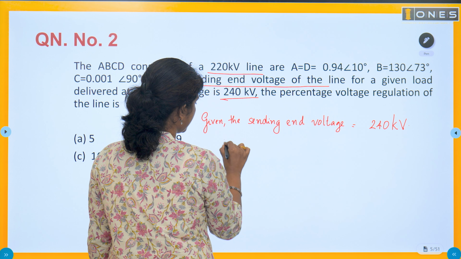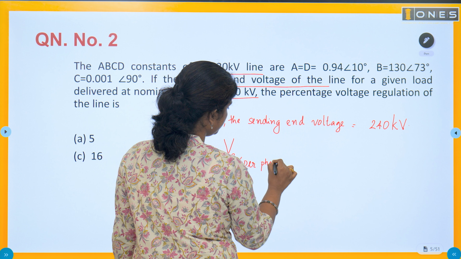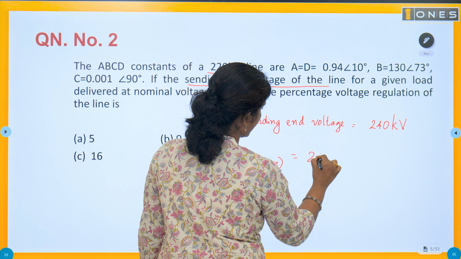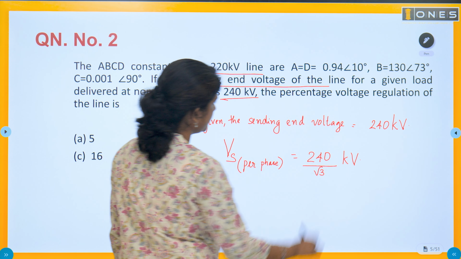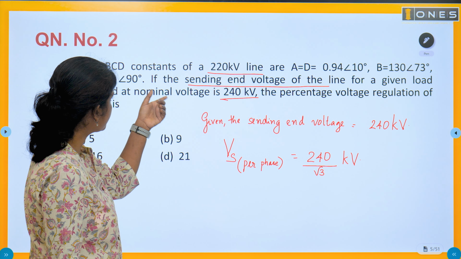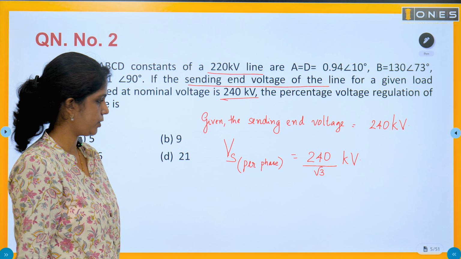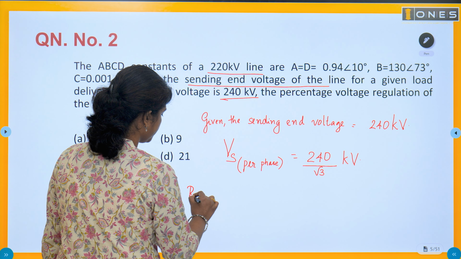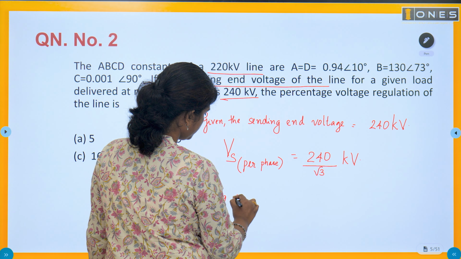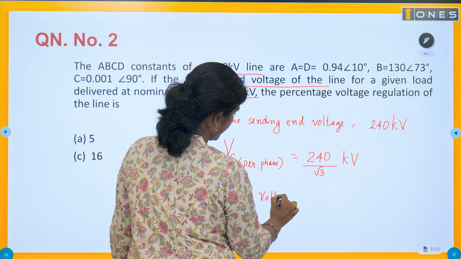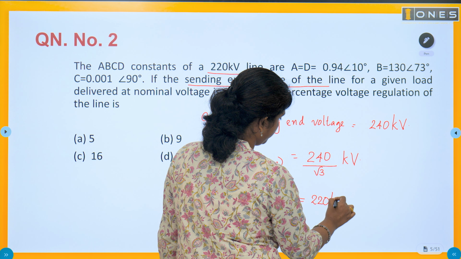So the sending end voltage Vs, let this be Vs per phase. Vs per phase will be how much? This is 240 by root 3, right? 240 by root 3 per phase, converting it. Yes. Then next it is given that it is a 220 kV line. 220 kV line means we can assume it as the receiving end voltage. Okay. Receiving end voltage under loaded condition. The receiving end voltage is 220 kV line voltage.